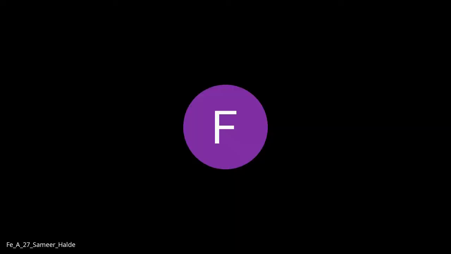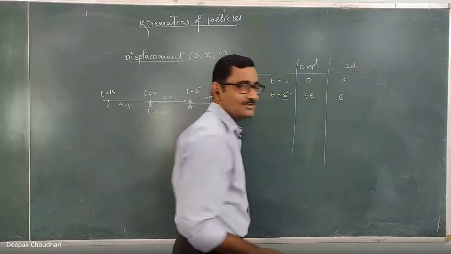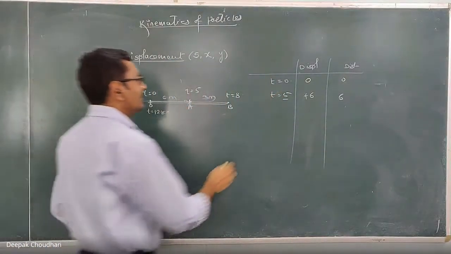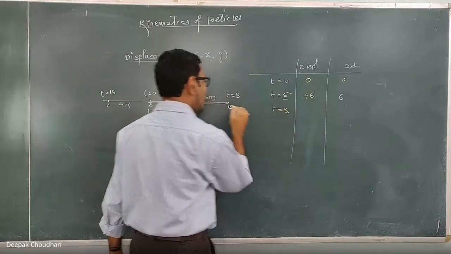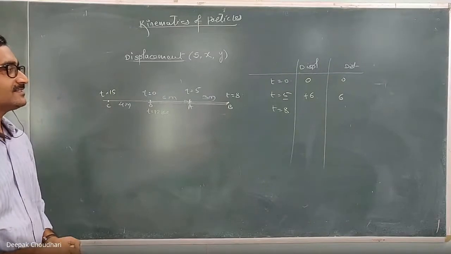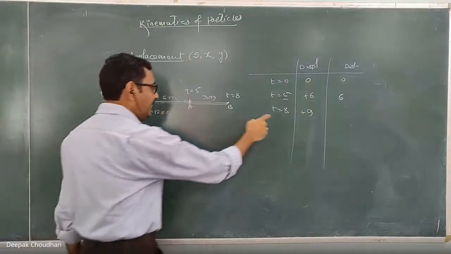6 meters, and it is always positive. Distance is a scalar quantity which is always positive. Okay. Then at t equal to 8 seconds, when the particle is at point B, how much is the displacement? Plus 9 meter. And how much is the distance traveled in 8 seconds?